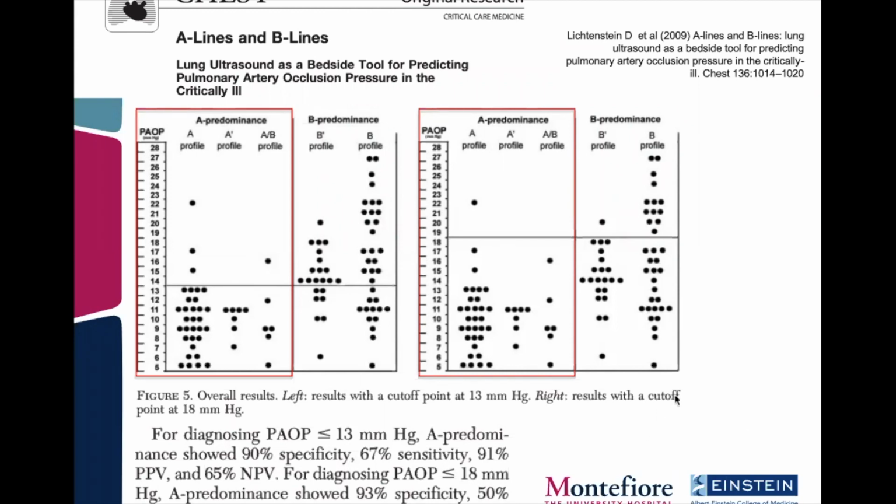However, they saw that a B-line predominance was seen across a wide range of pulmonary artery occlusion pressure. So really, if we were to see an A-line predominant pattern, it was highly specific to have a low pulmonary artery wedge pressure, but having B-line predominance, you couldn't really make a call on what the wedge pressure would be.